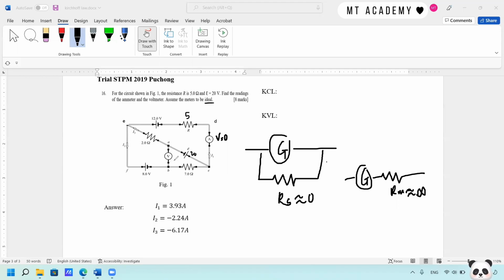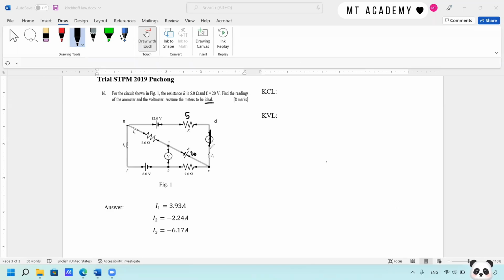So when you have ideal meters, what you are going to do is short-circuit the ammeter, and open-circuit the voltmeter. So you're going to ignore the voltmeter, meaning there's no current flowing through that path. Here we can see this circuit has one path AEDC, another path EAC, and another path EFBC. It looks something like the one before.